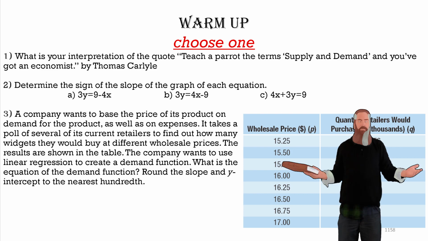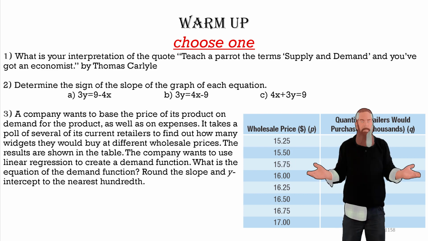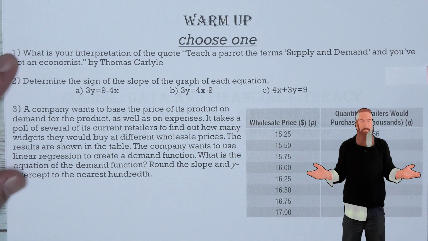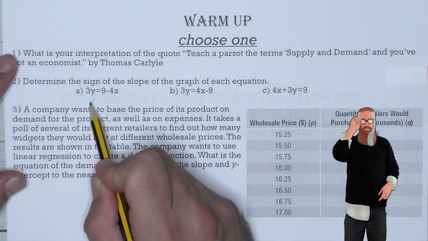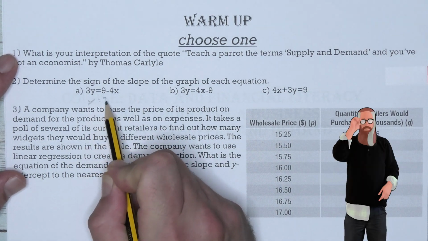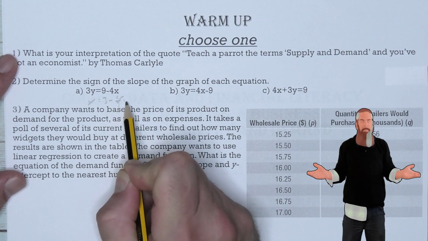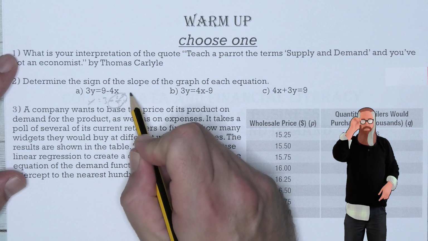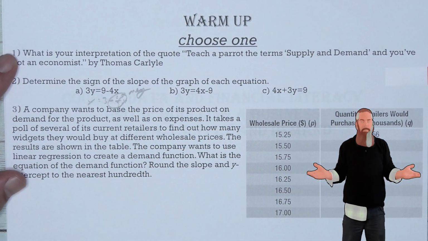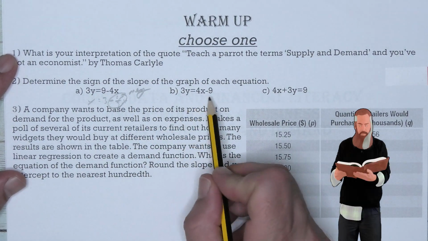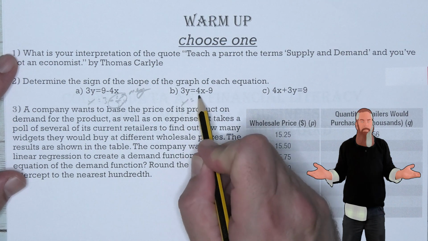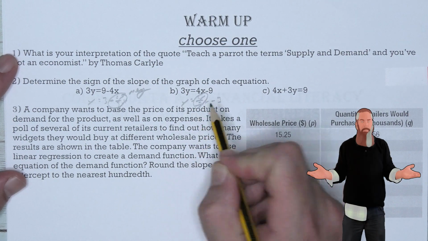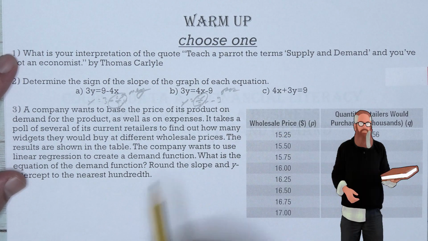Determine the sign of the slope of the graph of each equation. This means it would be very helpful to turn them into y = mx + b form. So y is 3 minus 4/3 x. That's a minus 4/3, so it is a negative slope. On the second one, if we divide everything by 3, we get y is 4/3 x minus 3, and that is a positive slope.